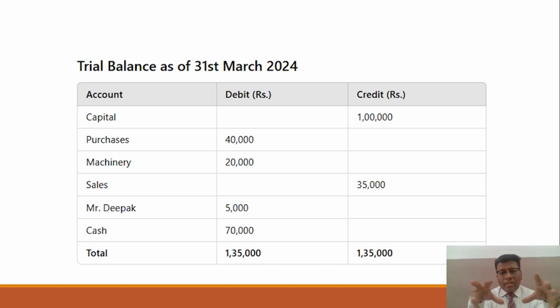When you take the total of the debit and credit sides, you can see that 1,35,000 is the debit, and credit, both totals are equal. So we can say there is no arithmetic error, and there is accuracy of the ledger. But as I told you, sometimes what happens is that there is no impact, it is untouched, right?